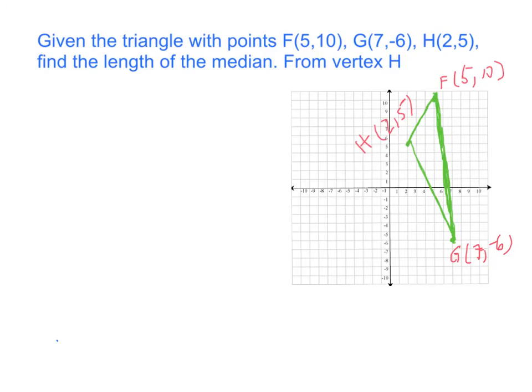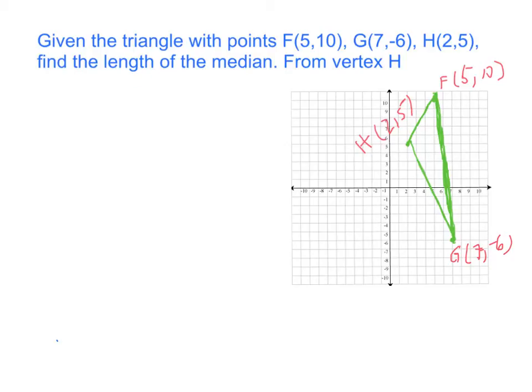All right, so the next question we have is, given the triangle with points F 5, 10 and G 7, negative 6 and H 2, 5, find the length of the median from vertex H. All right, so do we have to find the slope? Do we have to get the y-intercept? The answer to that is no, because what is the question asking for? It is asking for the length of the median.